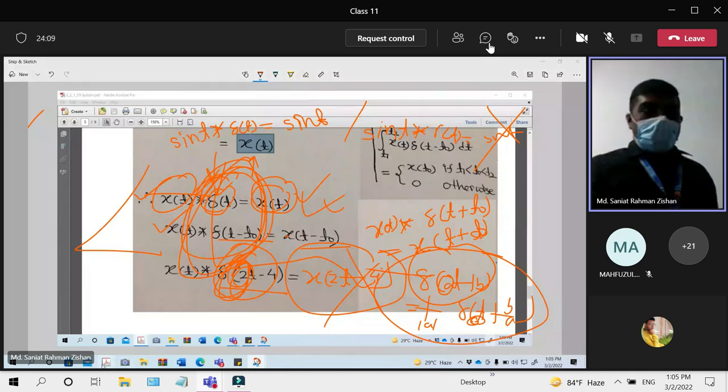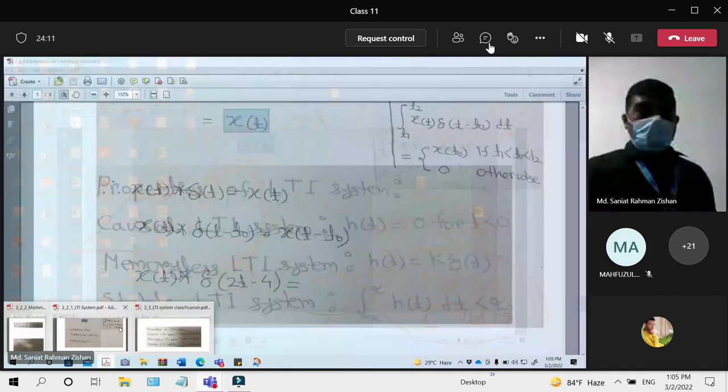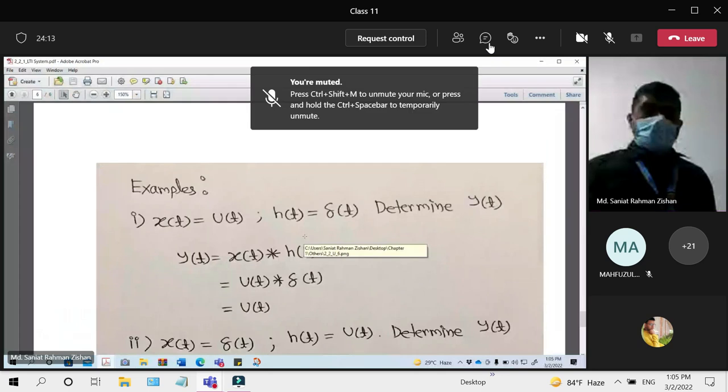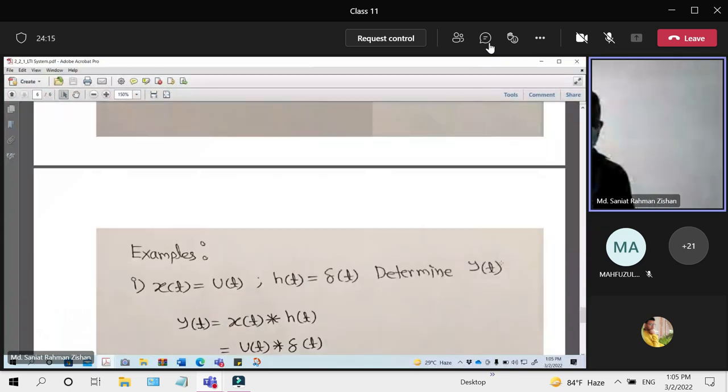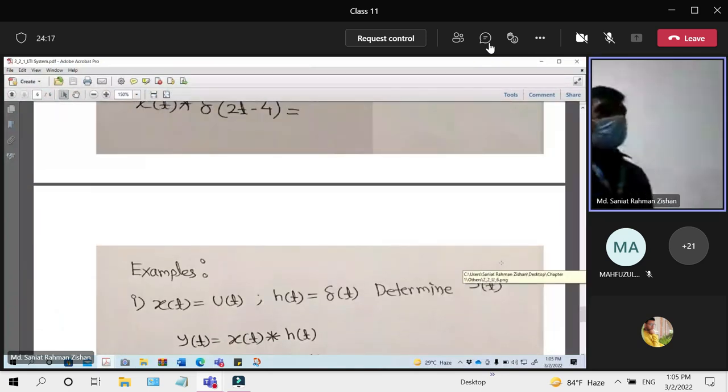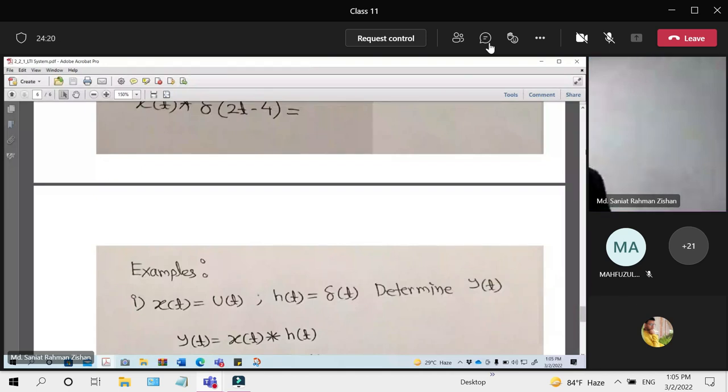So now I'll be showing you the mathematics. Let's start from this one. This is very easy, but again, please try to concentrate. x(t) equals u(t). That means the input is given as u(t). h(t) equals delta(t). That means the system response is delta(t). Determine y(t).